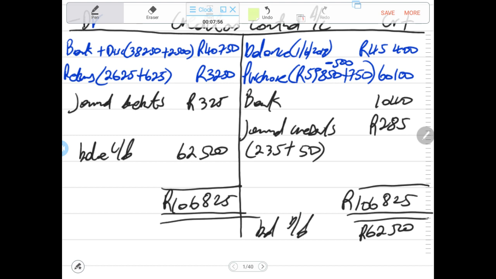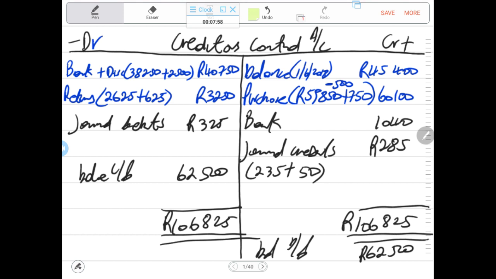You can do verification. I've verified all amounts to be correct. 40,750, 3,250, 325. Then we have 285, 1,040, 60,100, 45,400. All the figures are correct.